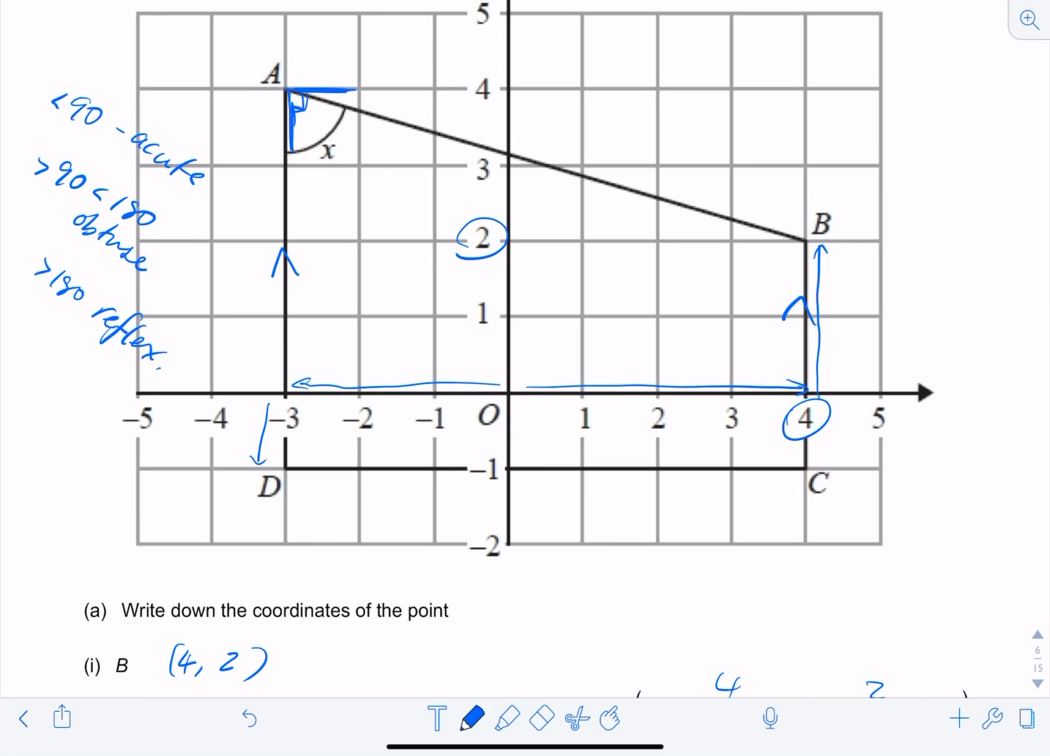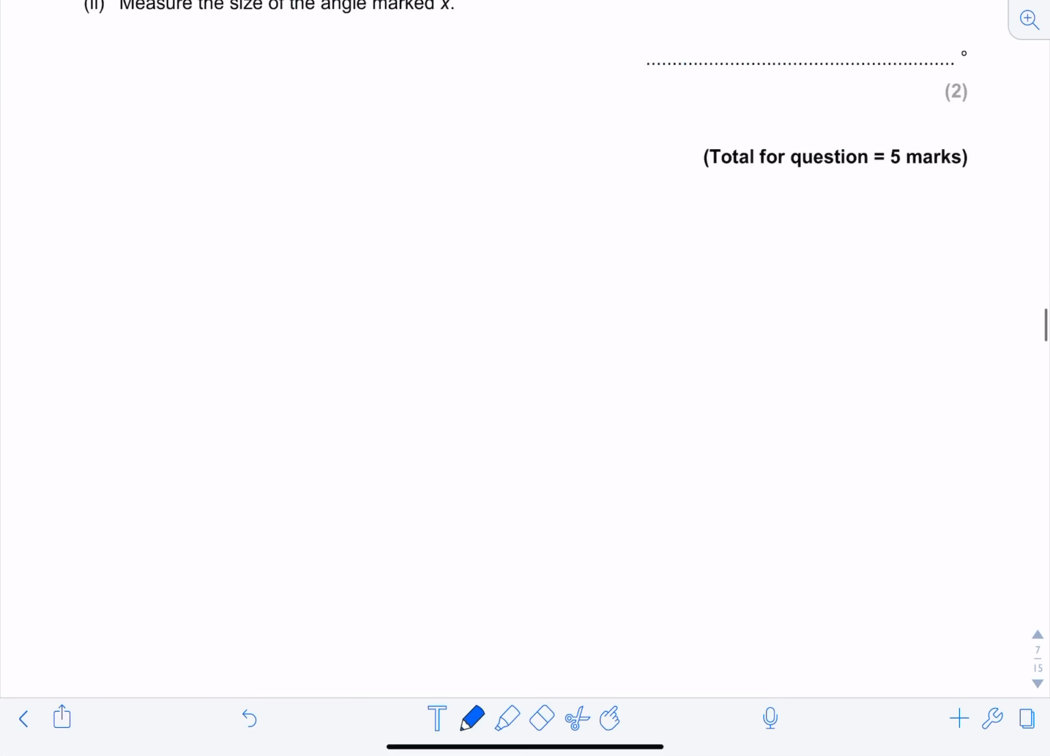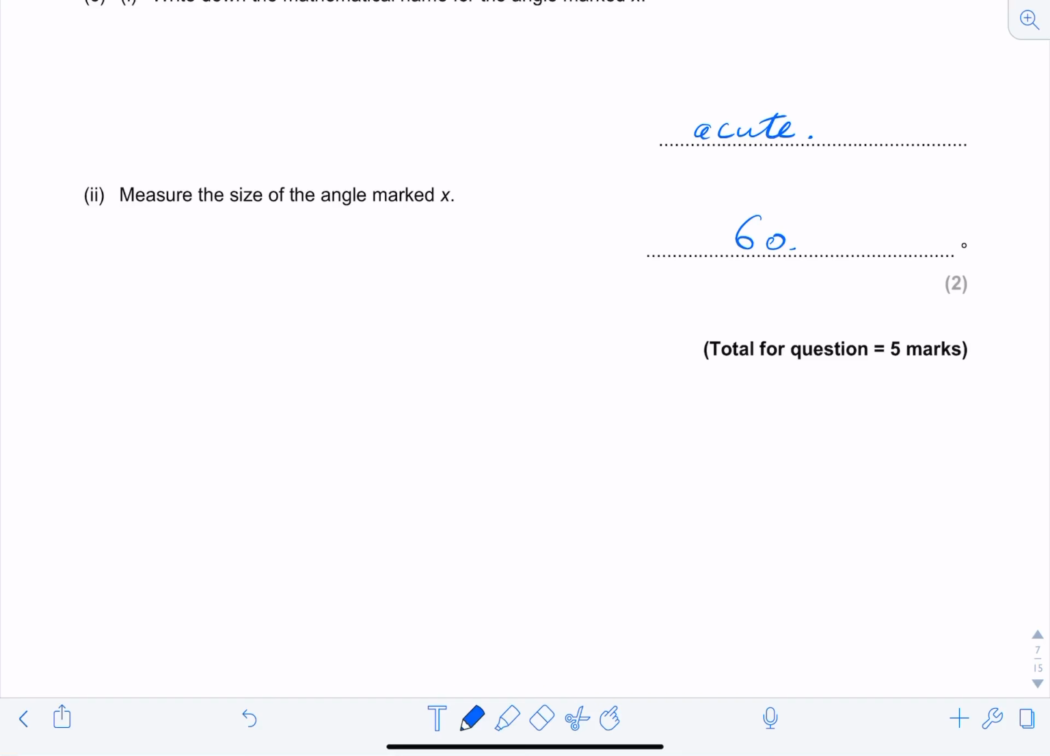I'm going to use a bit of trickery to do mine, and I'm going to work it out using a different area of mathematics. Is 60 degrees. Roughly, it's 60.25. So if you got anything between probably about 57 and 63, about that, you'd be okay. So the actual angle is 60 degrees.